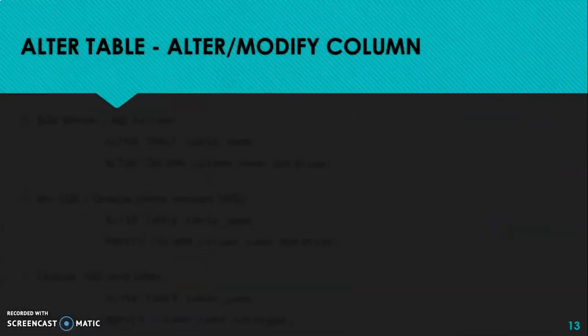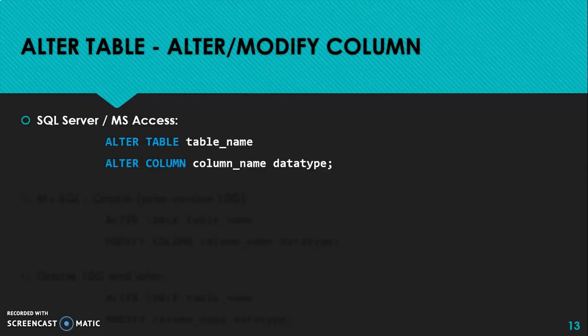Then we have alter table to alter or modify your column. It means you are not adding a column nor dropping a column, but you are making some changes, maybe a change in data type. So you are modifying the column. Now when you are using SQL Server or MS Access, the syntax is alter table, table name, alter column, column name and data type. So the table name is already existing, the column name also existing, there is a change in data type.